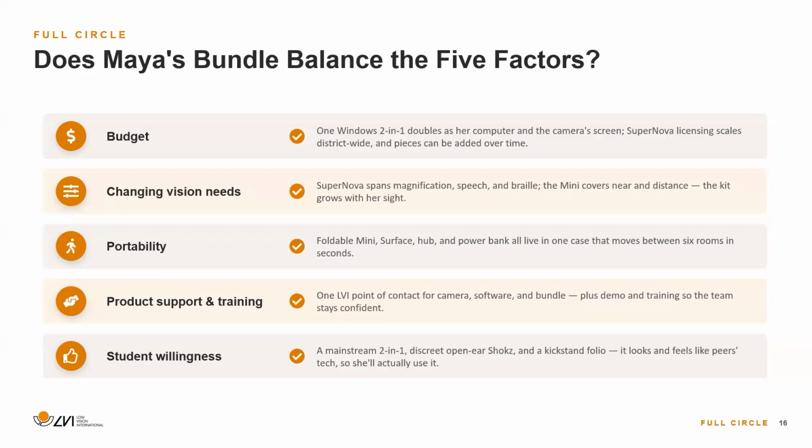Did we hit the mark when it comes to changing vision needs? Absolutely. Supernova spans magnification, speech, and braille. Within the low vision range, the Mini, again, is a high powered camera. So as the student's vision changes and fluctuates throughout the day, the student can adjust the magnification and still have a very sharp image, even at bigger levels of magnification. So the kit adjusts with her sight throughout the day, and it can adjust with her sight over time.